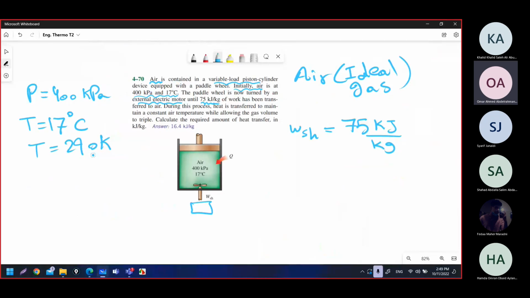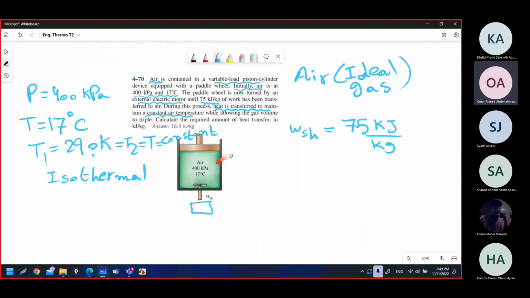During this process, heat is transferred to maintain a constant air temperature. So the temperature is constant. If this one is T1, then it is equal to T2, and in general it is equal to T. It is constant. So we have an isothermal process. When the temperature is constant, we call it an isothermal process.